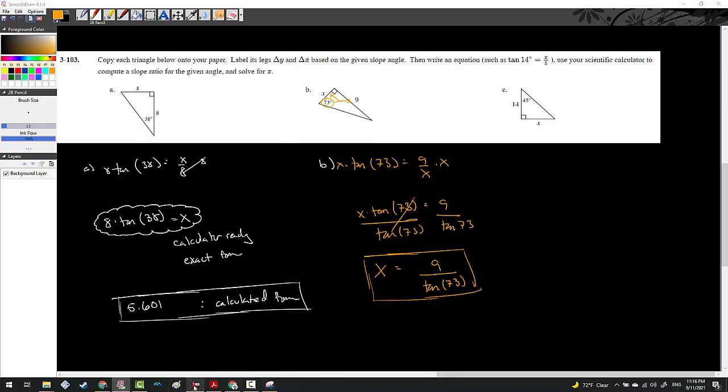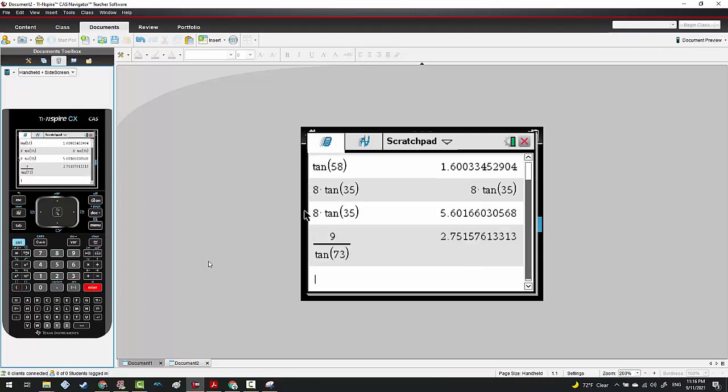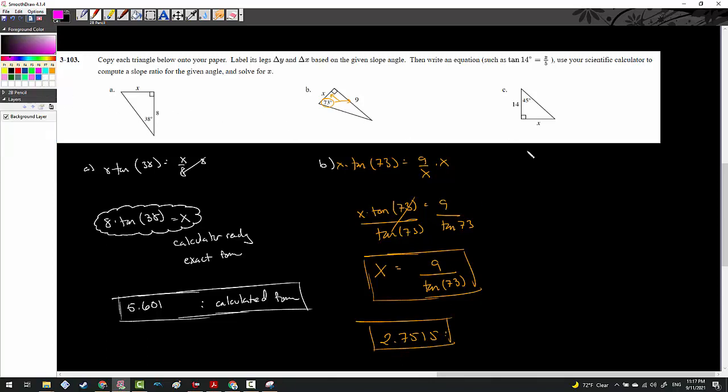So we'll go back to the calculator here, and I'll go ahead and do 9 divided by, and I'll throw it in parentheses because I want to make sure that the calculator reads it. Tangent of 73 degrees, I believe, was the number. So from here, let's go and approximate that. 2.7515. So 2.7515 is the calculated answer, and that's calculated. Okay, let's go ahead and keep on going.